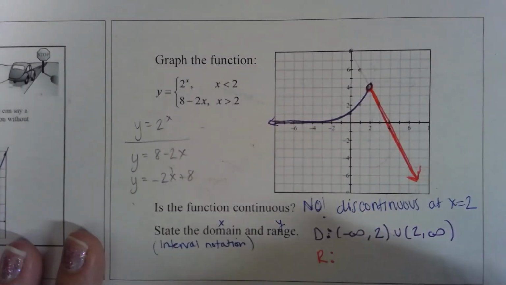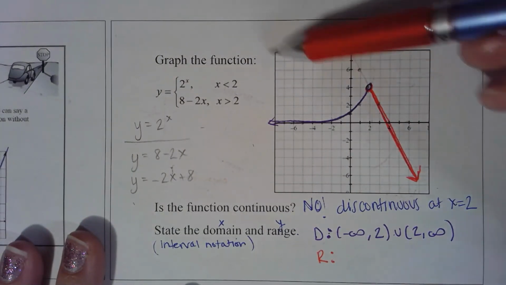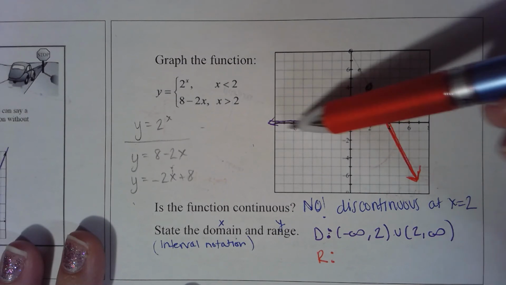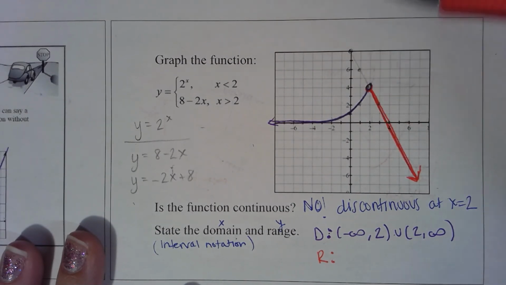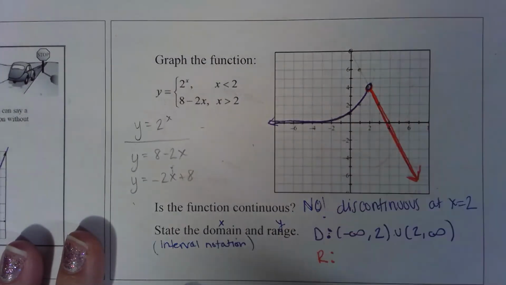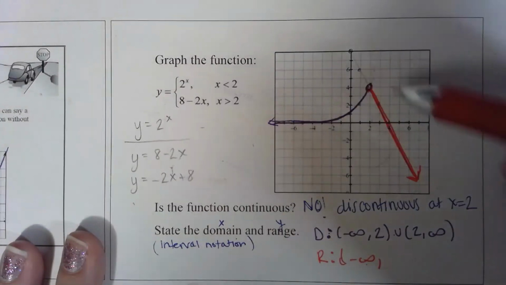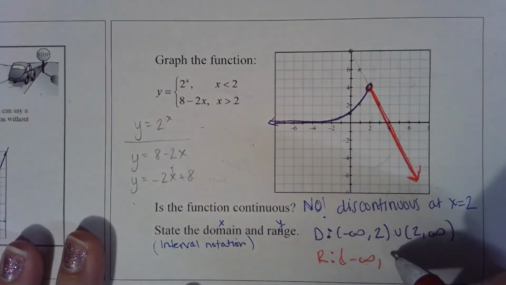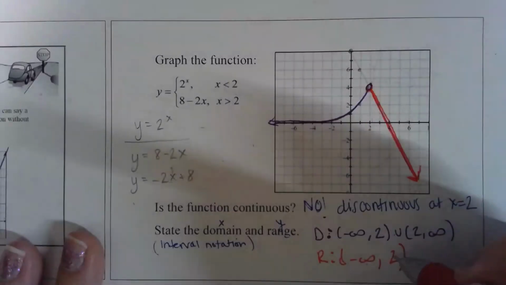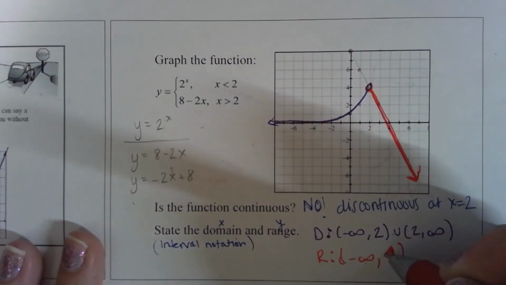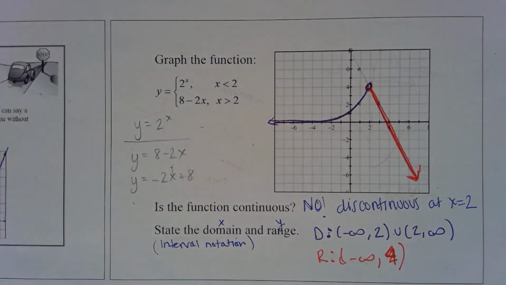And then let's talk about the range. This graph is going to go down forever, but this graph is not going up forever, right? The highest this graph ever gets is, well, almost to this point. So in terms of the y's, we're going down forever. So negative infinity is my lowest, and the highest point we'll get to is 2, but not including. Oh, that's not a 2, that's a 4. I'm sorry. The highest y value we almost get to is 4.